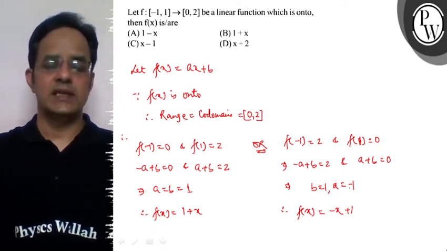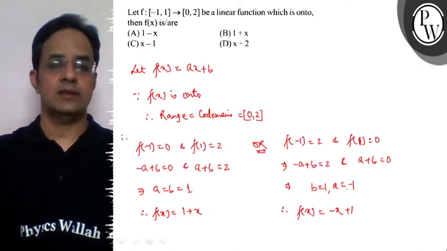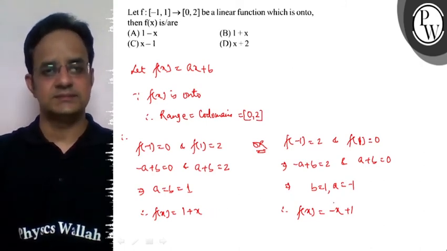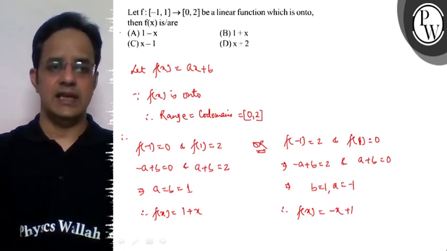So only दो linear functions possible हैं. The function may be either x plus 1 or the function may be minus x plus 1. So the final answer to this problem is that option A and option B are the correct options.